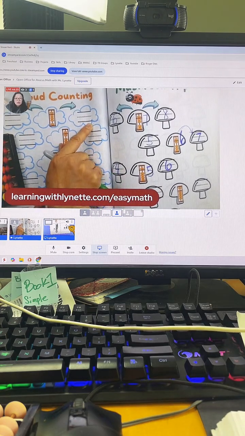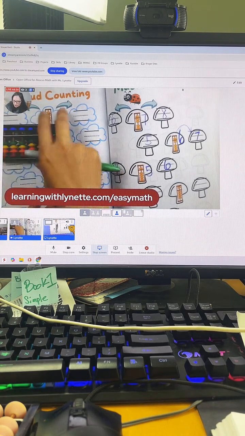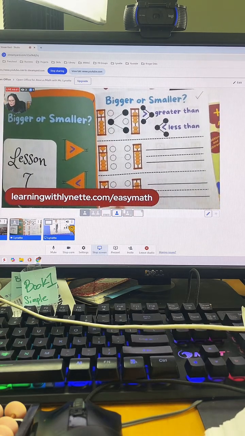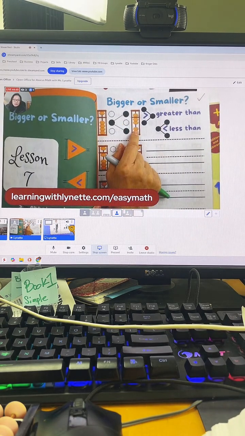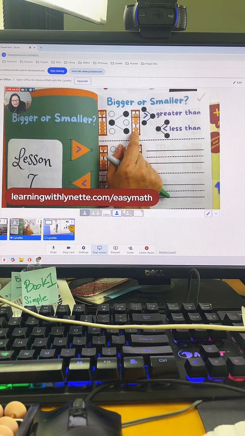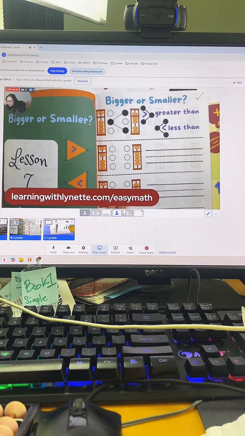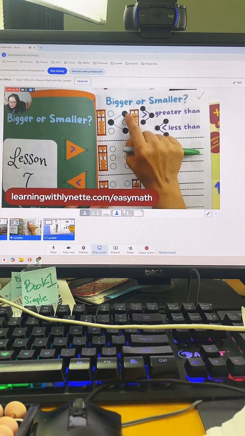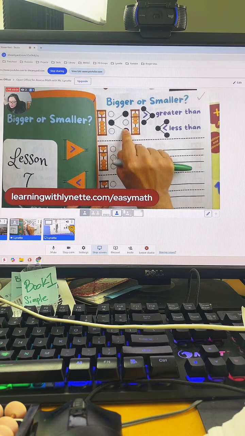I have a mushroom hop, and then the other one, cloud counting. If I give you the number in between, what is before and what is after? That is part of understanding the relationship. And then I have it where they talk about bigger than and less than. Again, I do bigger than and less than, and this is also to get them to understand how to use the arrows.